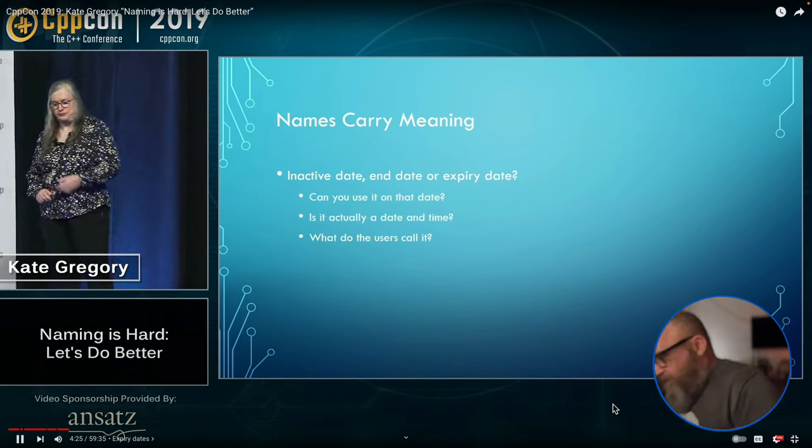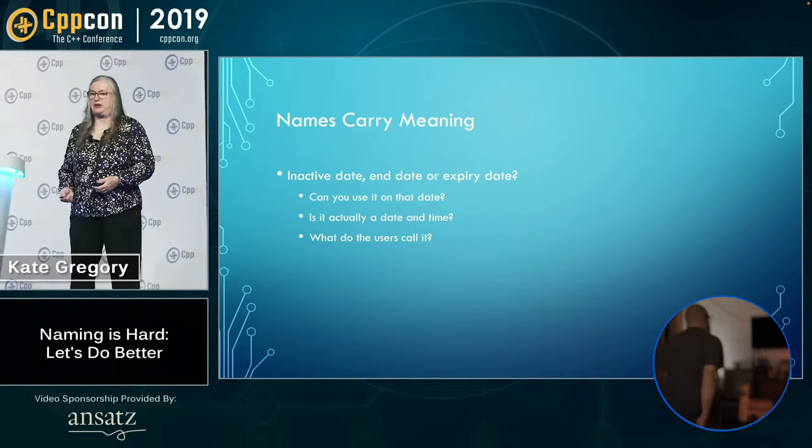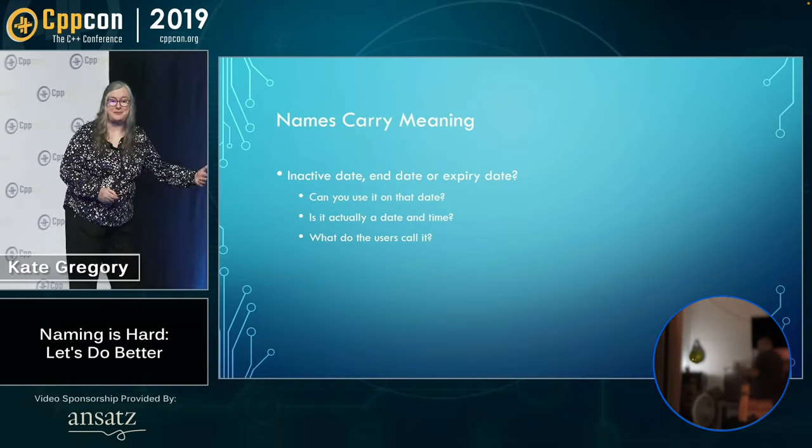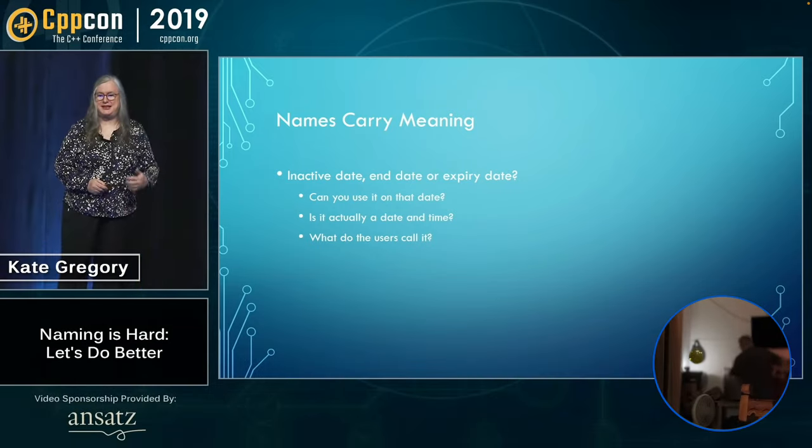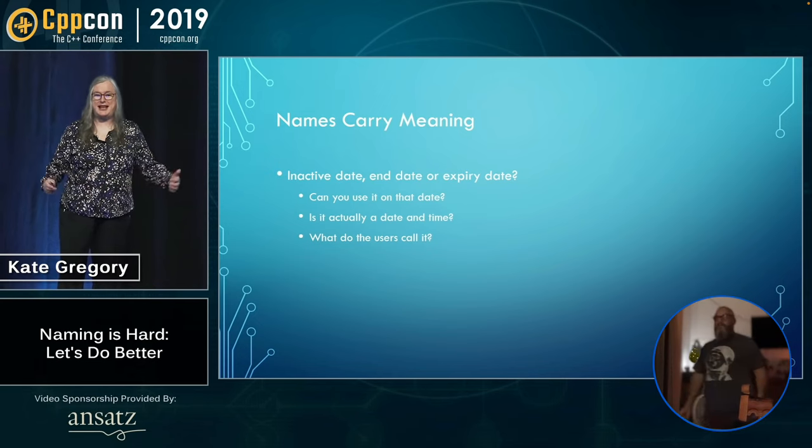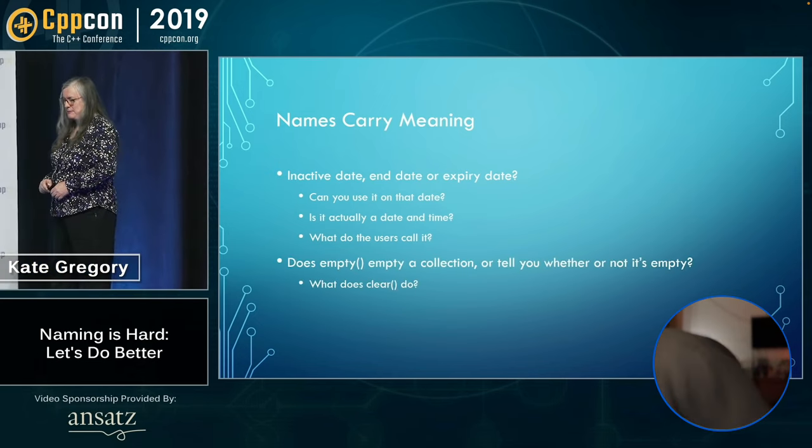Arbitrary choices. Sometimes you don't actually want an expiry date or an end date. You want an expiry or end date and time. And when you name it date, people think it's a date. When your code treats it like a date and time, you get some interesting conversations.